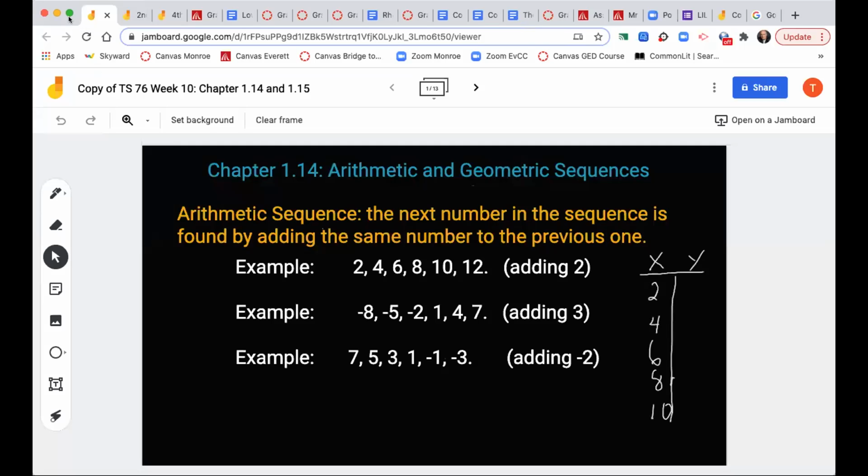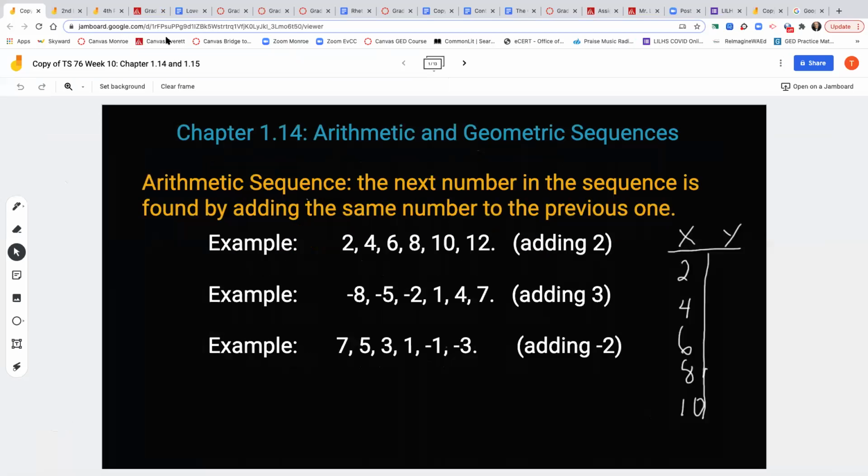Thank you. I'm going to share my screen, and we're going to jump into a couple of concepts here tonight. Make that as big as I can. And there we go. All right. So if you're taking notes tonight, this is chapter 14, all about arithmetic and geometric sequences.